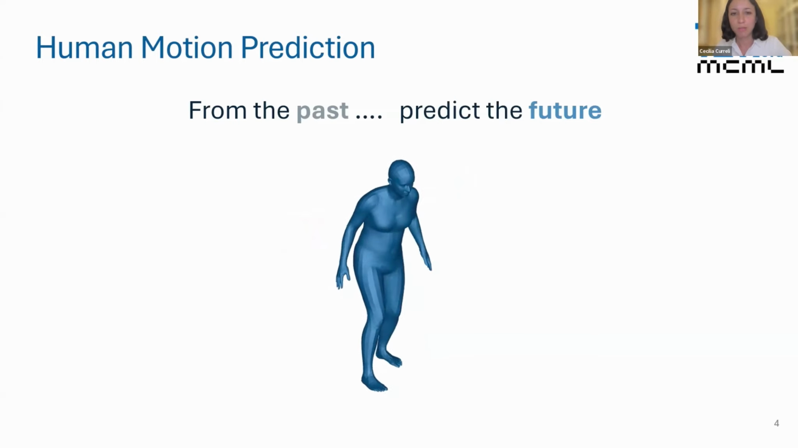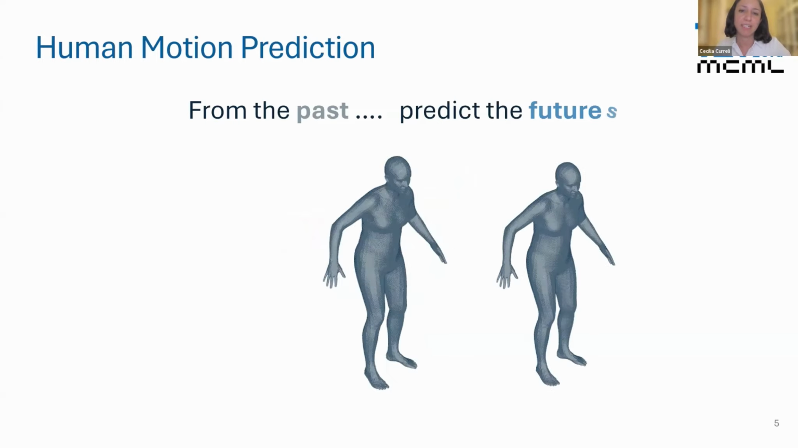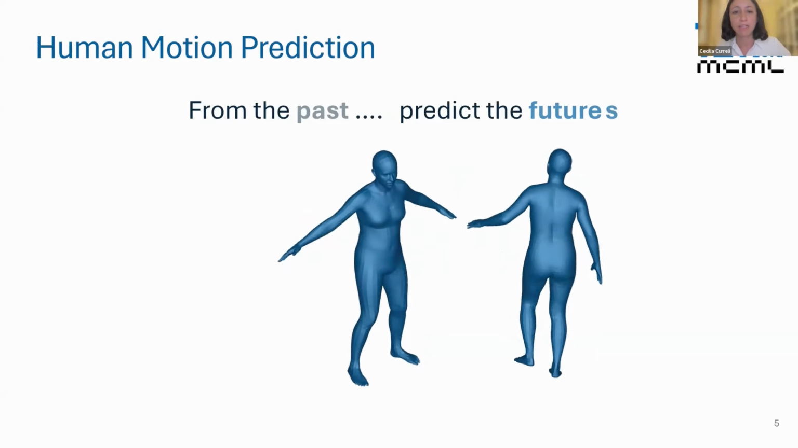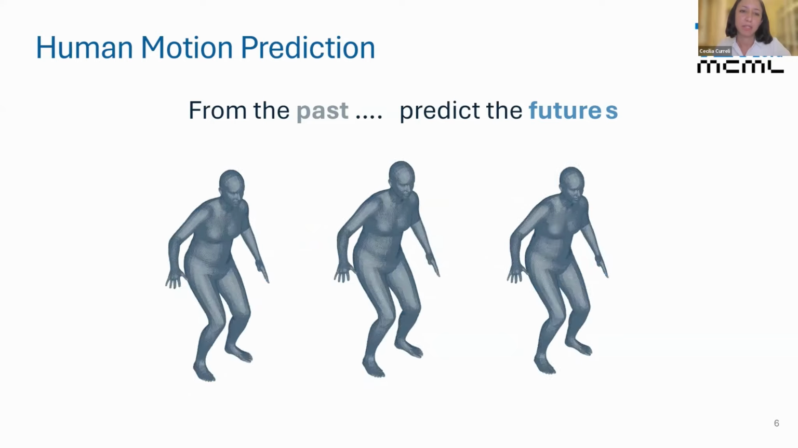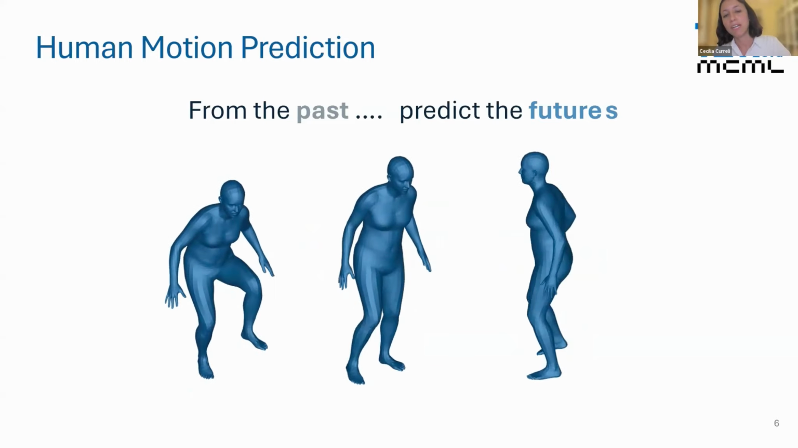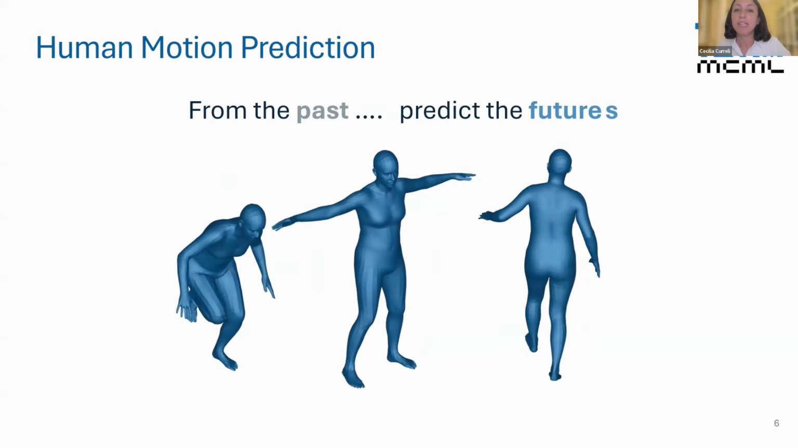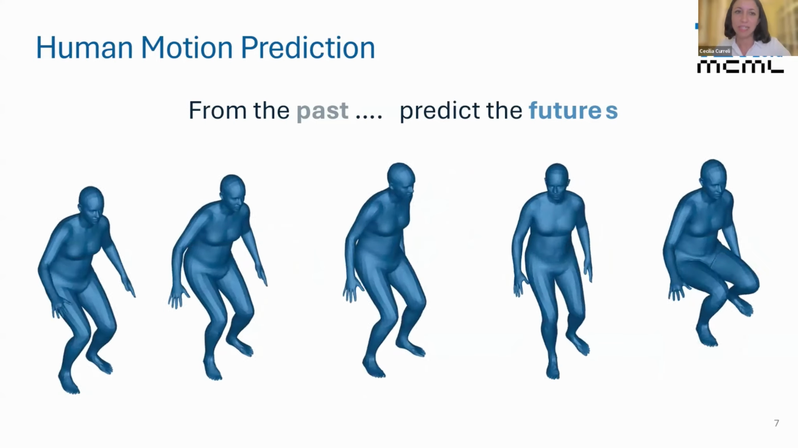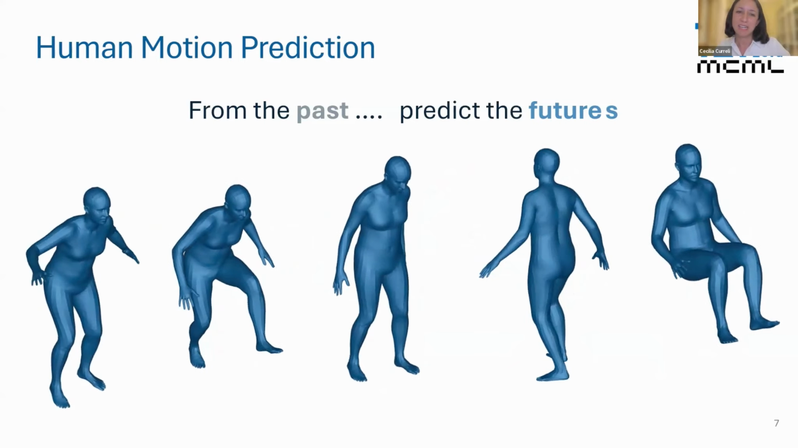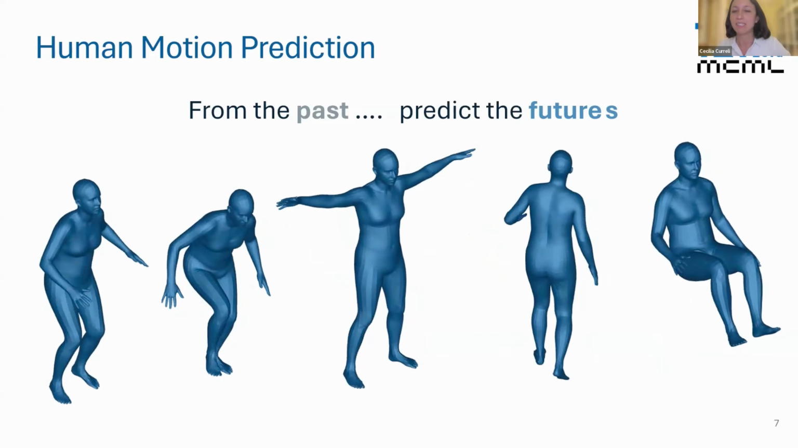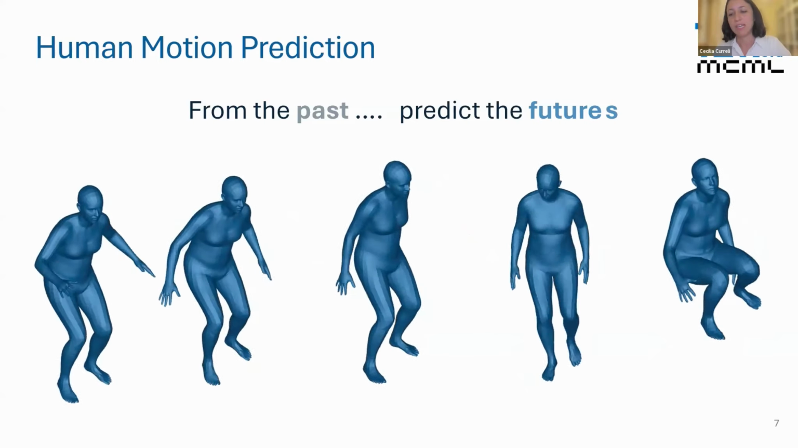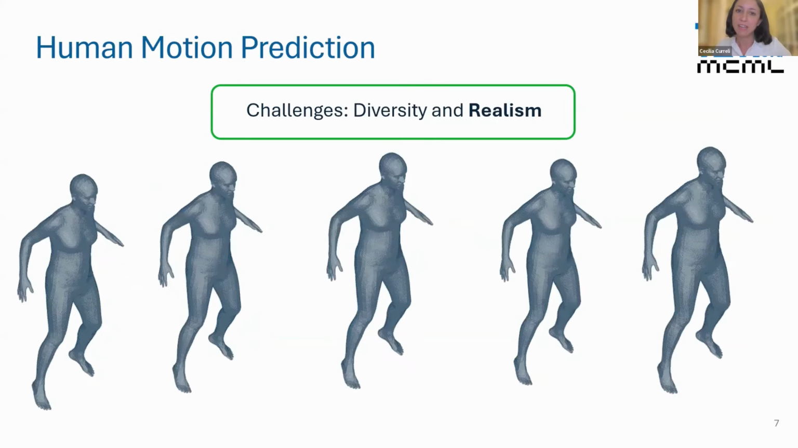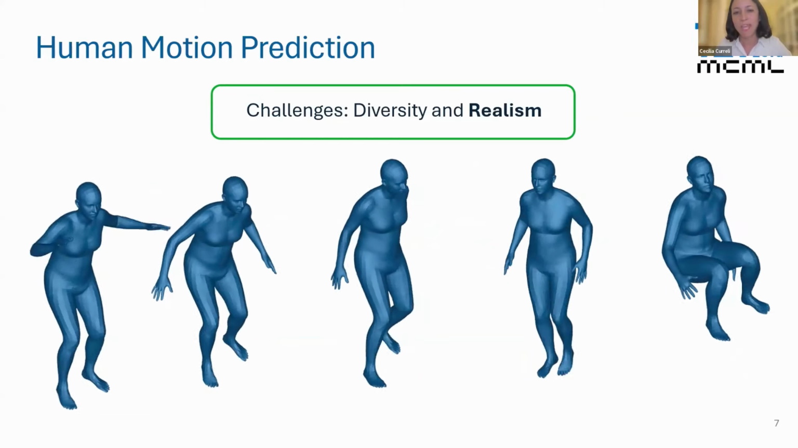This could be right. It's plausible, it's likely, but maybe you envisioned something like that. So we're turning towards the right and then going back. Or maybe you thought you were going to crouch forward and put one leg up and so on. These are all possible, plausible futures, and these as well. So human motion prediction is the task that, from the past, aims to predict multiple futures, with the challenge being that these futures have to be diverse and realistic at the same time.